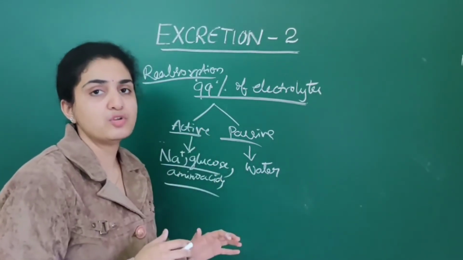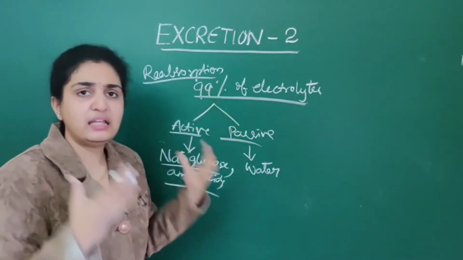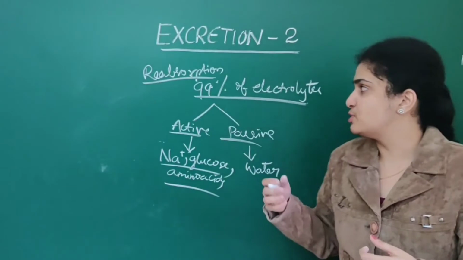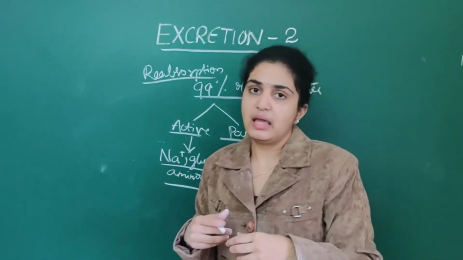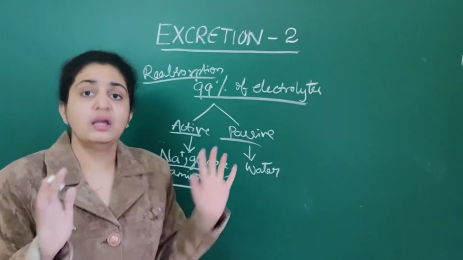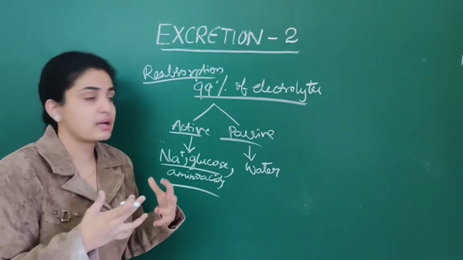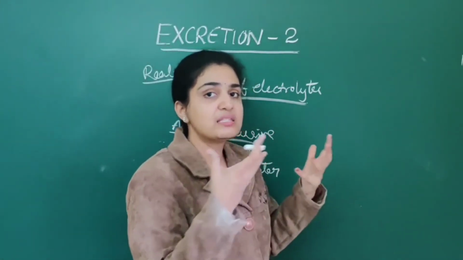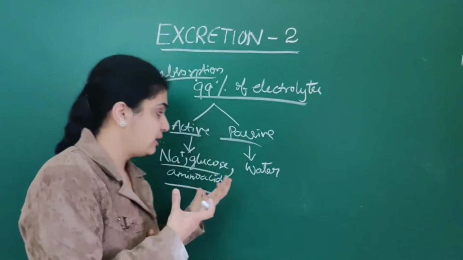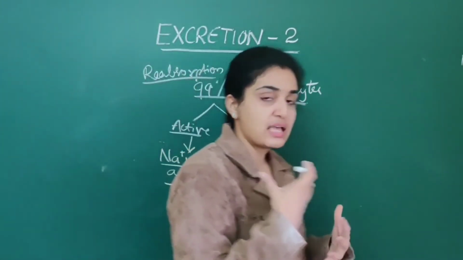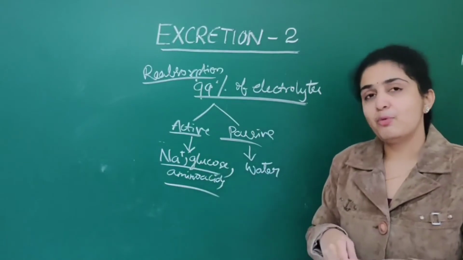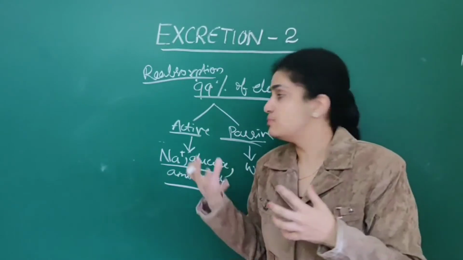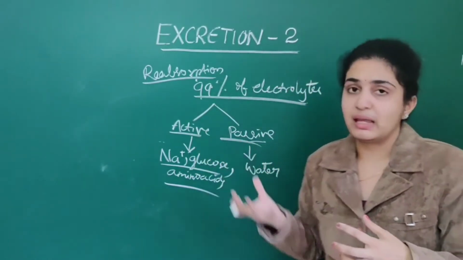So this is about reabsorption. In reabsorption, 99% of electrolytes are reabsorbed. Why are 99% reabsorbed? Because or else we won't get any energy. Everything will be lost in urine. It will take place by two mechanisms, that is active mechanism as well as passive mechanism. In active mechanism, sodium, glucose, amino acids play a very important role, whereas water is mainly reabsorbed through the passive mechanism.